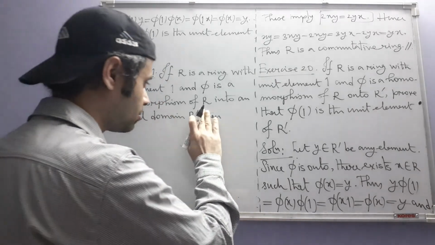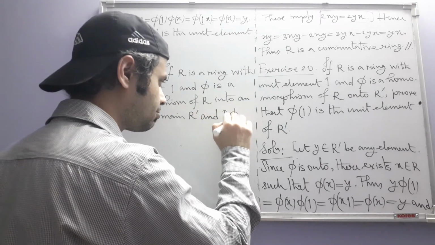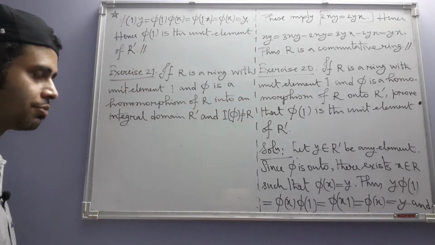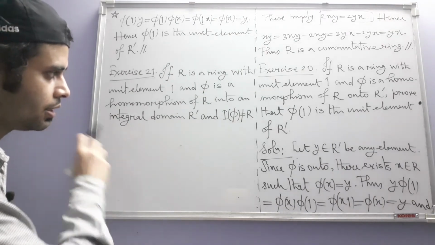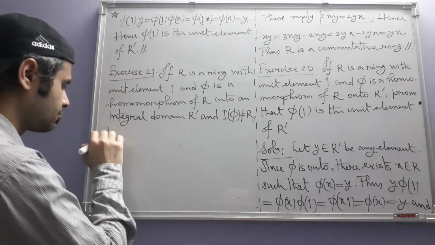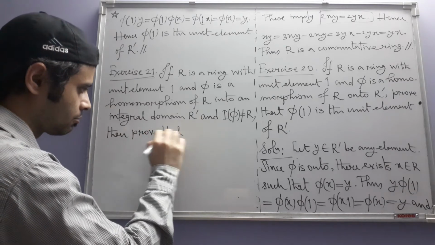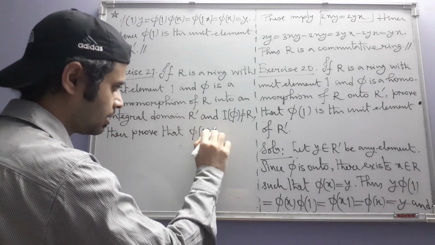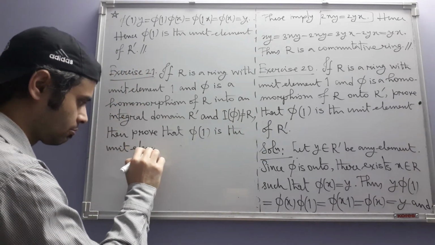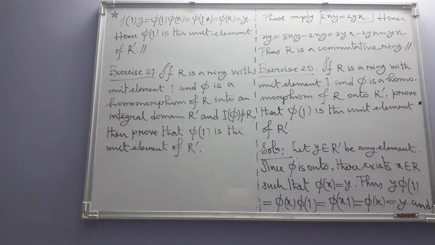oh, but there is one more condition, and the kernel of phi is not equal to R. That is, phi is not the zero homomorphism that maps every element of R onto the zero element of R prime. That's not what it is. Then prove that phi of 1 is the unit element of R prime.